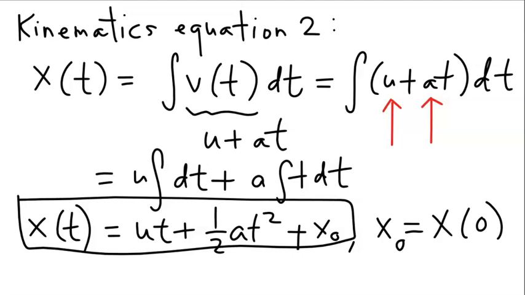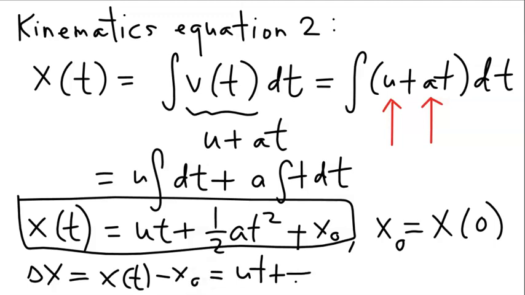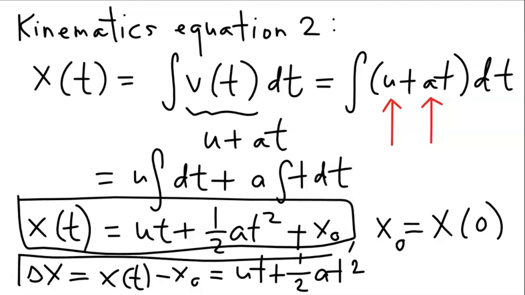Now we can rearrange this equation more efficiently in terms of distance traveled. Remember the delta x that we talked about in the previous slide, which is xt minus x0, and that is just ut plus half a t squared. So this is the second equation of kinematics, right there.